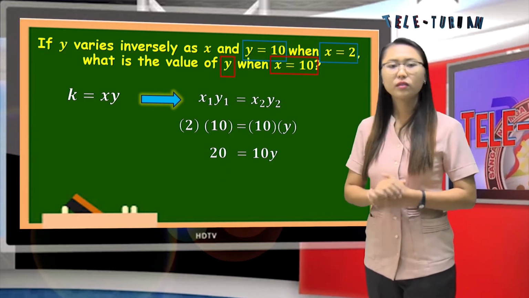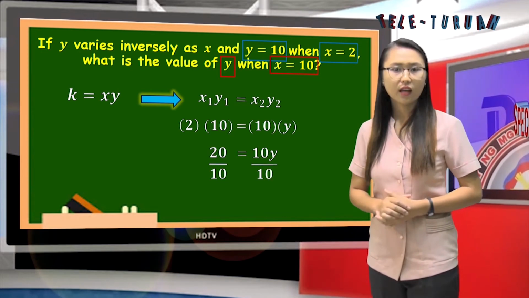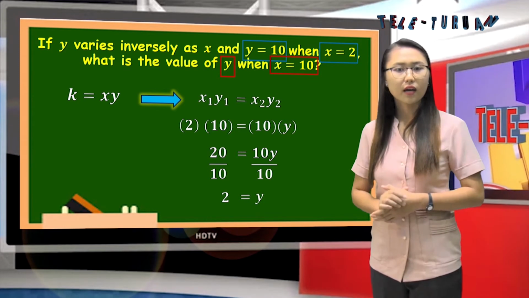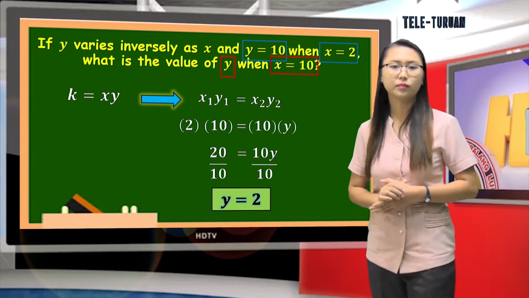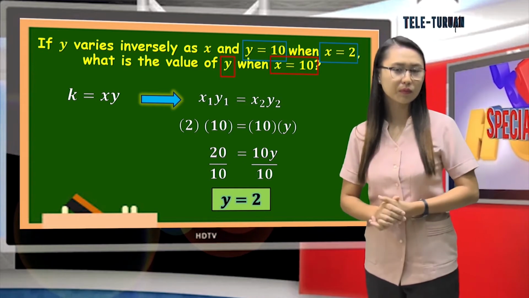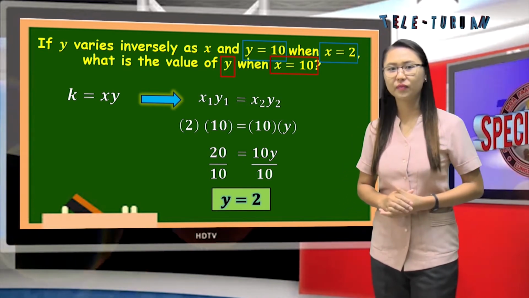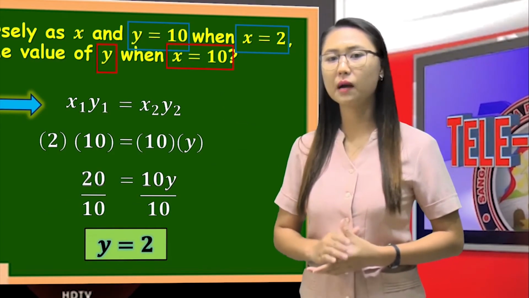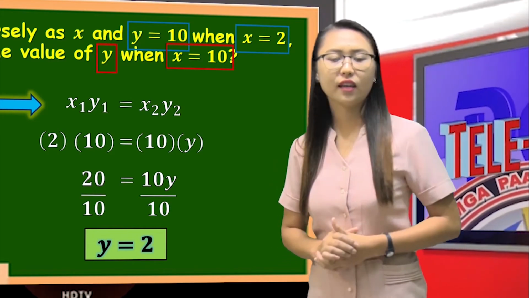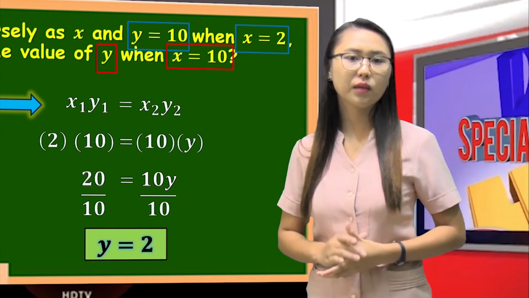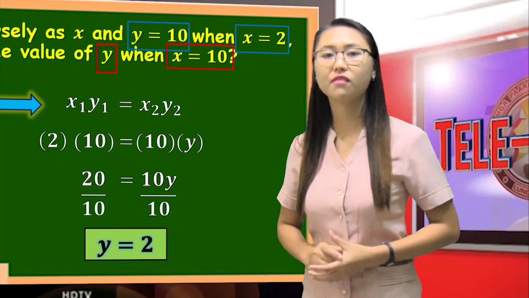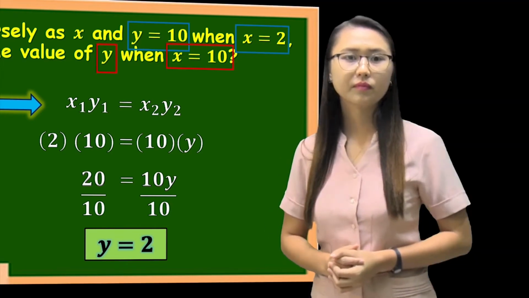By dividing both sides of the equation by 10, the equation will become 2 is equal to y, or y is equal to 2. The value of y is also 2. We got the same answer. That is how to solve word problems involving inverse variation. In mathematics, we can use any method that we know in solving every problem. The important thing is we will arrive at the right answer.